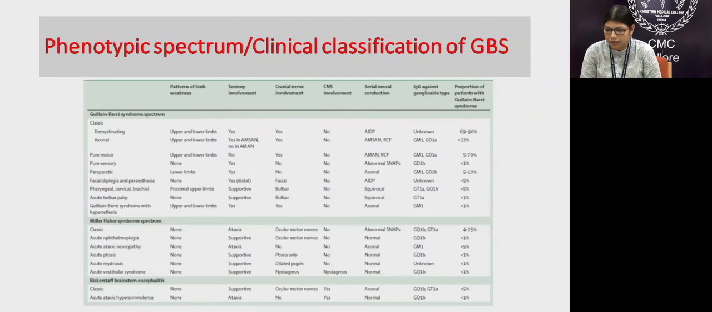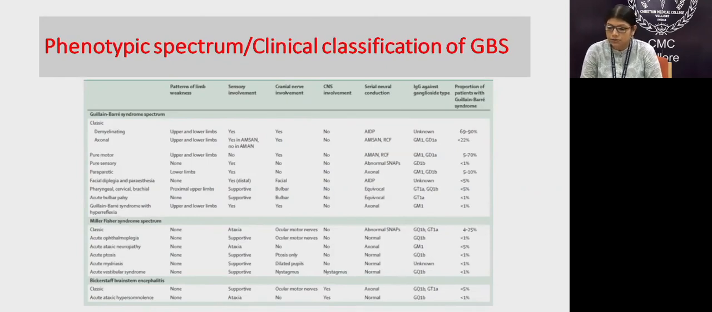Bickerstaff brainstem encephalitis can be classic here. They can have ophthalmoplegia, and once the brainstem is involved, the sensorium will also get involved. So this group of patients will present with acute altered sensorium, ophthalmoplegia, and mainly brainstem involvement. MRI will be normal. So that will be an important differential diagnosis to keep in mind: Bickerstaff brainstem encephalitis.